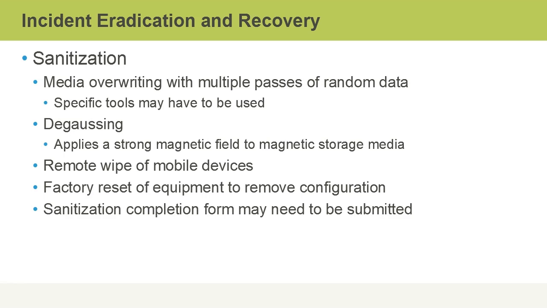There's always the factory reset of equipment to remove the configuration. This is going to be important if our equipment has reached end of life and we might be donating it to charities or schools or selling it so it can be used by someone else. I've seen cases where a router, for instance, purchased from eBay still has the configuration for the network on which it was running in the past. Sanitization completion forms are normally required to be filled out properly and submitted after, before, or even during, in some cases, sanitization to ensure that we have a record, a paper trail essentially, of sanitization efforts.